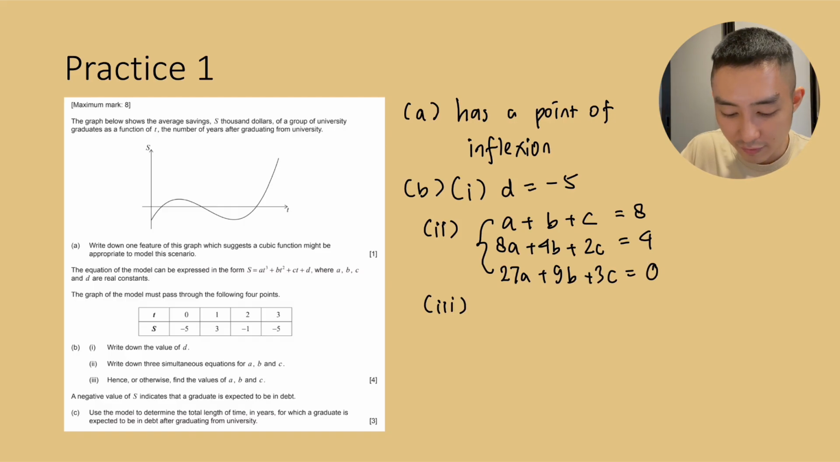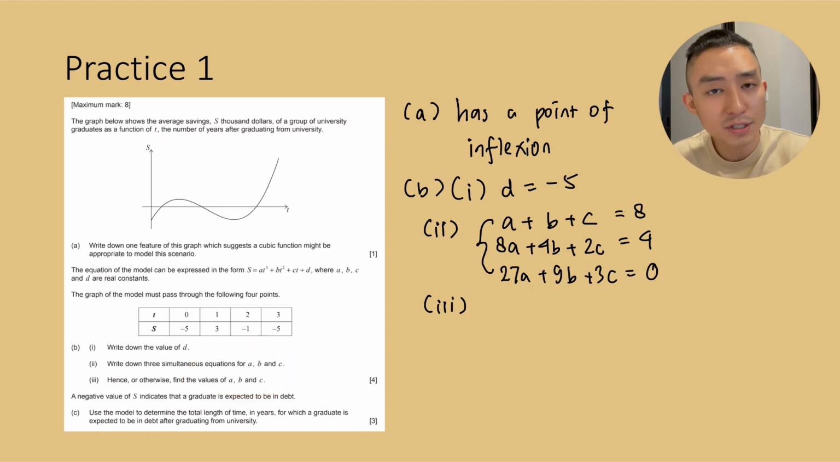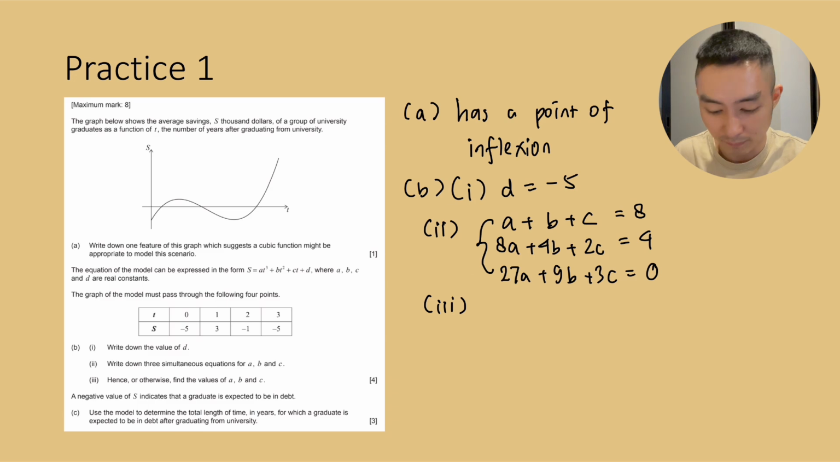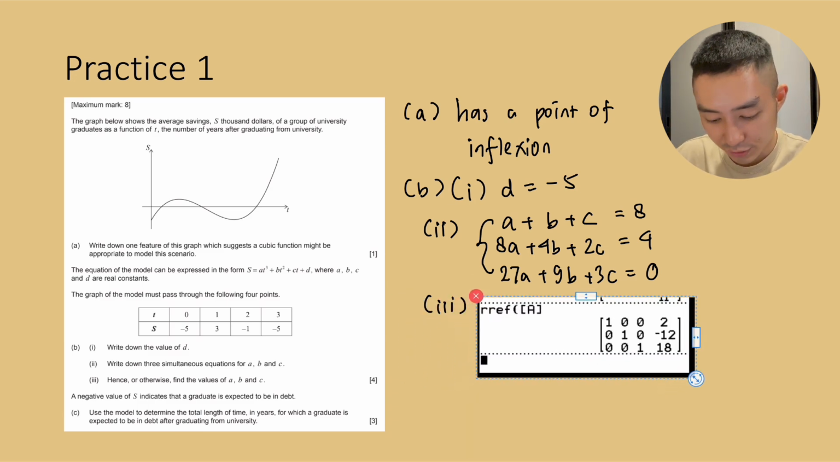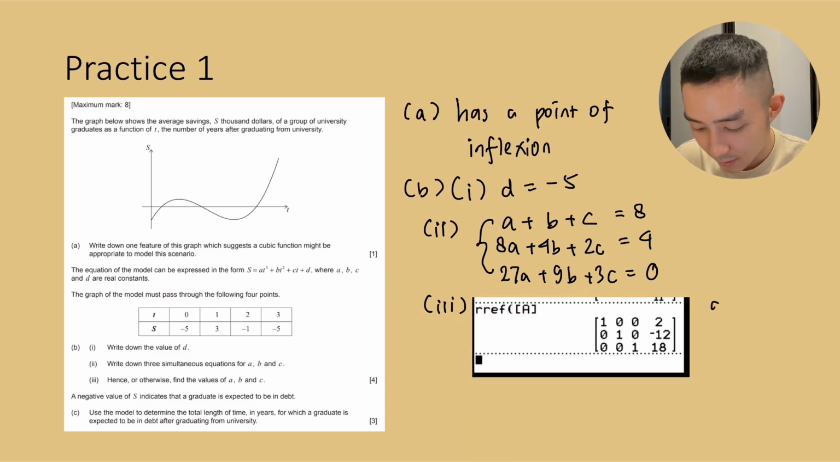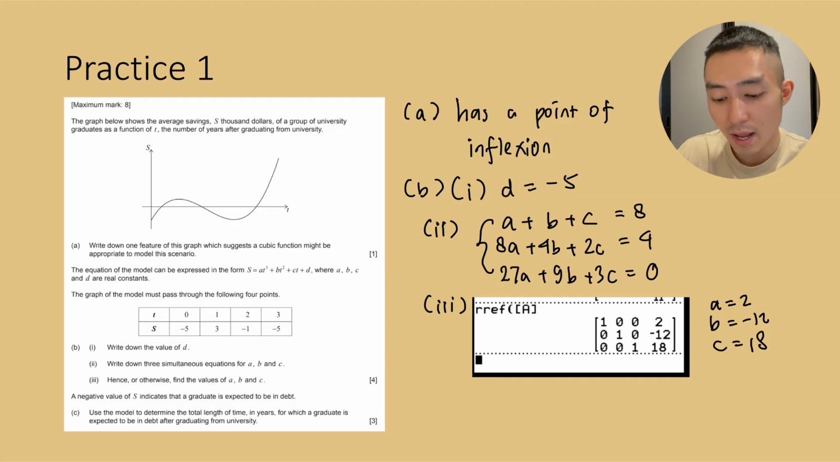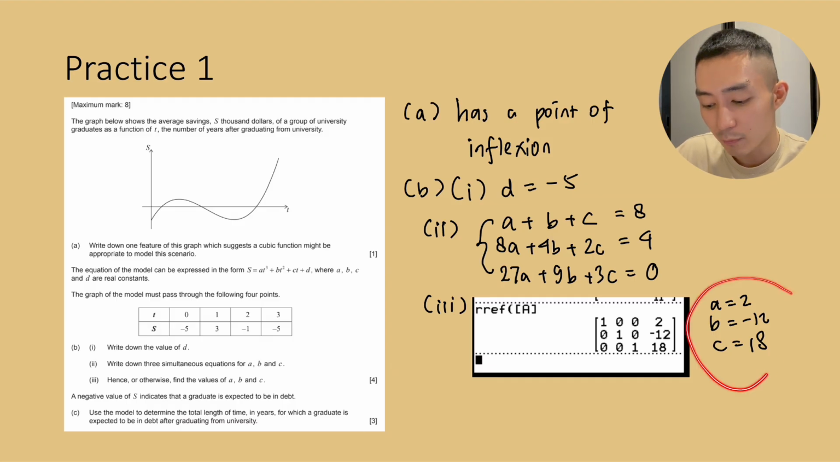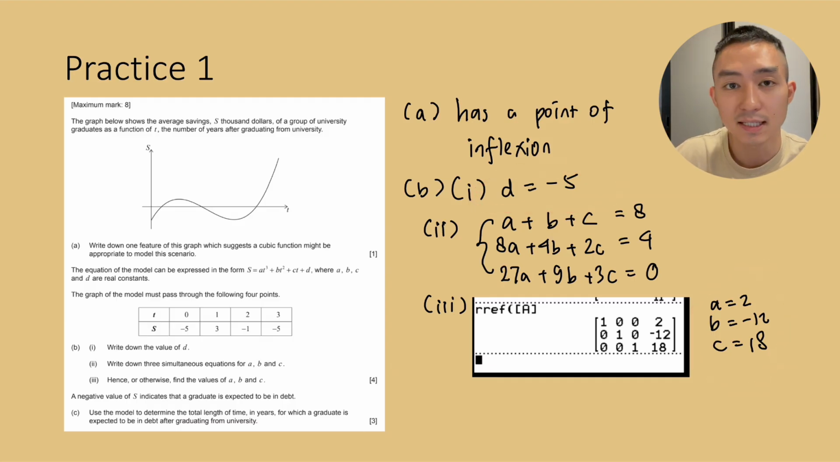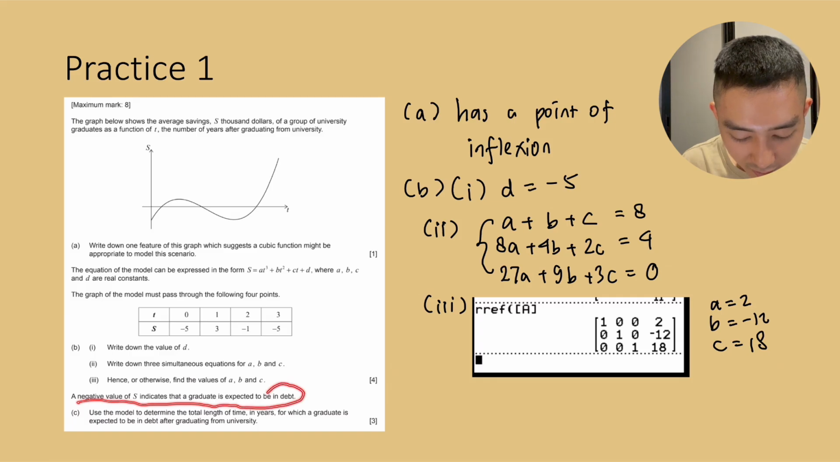Now we need to solve them to get the A, B, C. We can use a polynomial simultaneous solver, or we can use a matrix. So I'm solving with a matrix, and we get that the result is A equals 2, B equals minus 12, and C equals 18. So now we have the full cubic model already with the values of A, B, C, and D. A negative value means that the graduate is in debt.